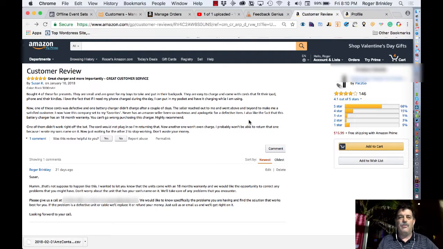"They're smart and great for my boys to put in their backpacks. They're easy to charge with the cords that fit their iPads, their phone, and their Kindles. I love the fact that they need my iPhone charged during the day. I can put it in my pocket and have it charging while I'm using it." That's totally different than what she had before. Now, one of the cords was defective. Now she talks about the problem that she has. "The seller reached out to me and went above and beyond making me a satisfied customer."